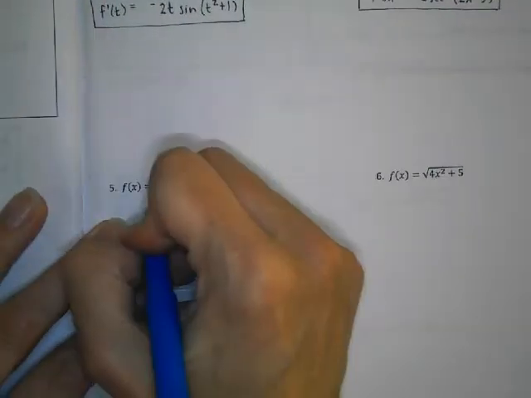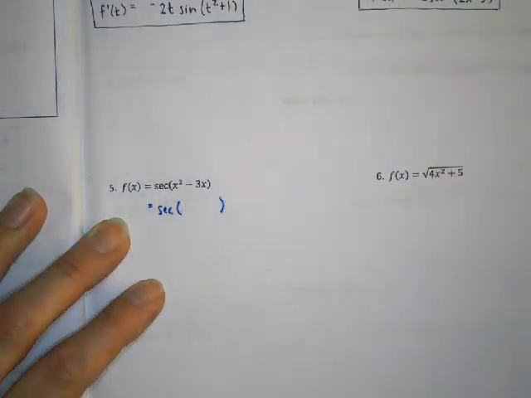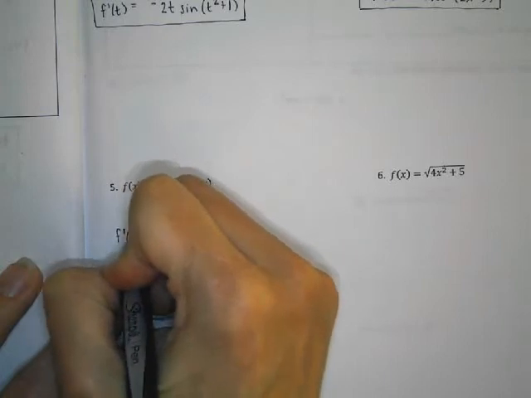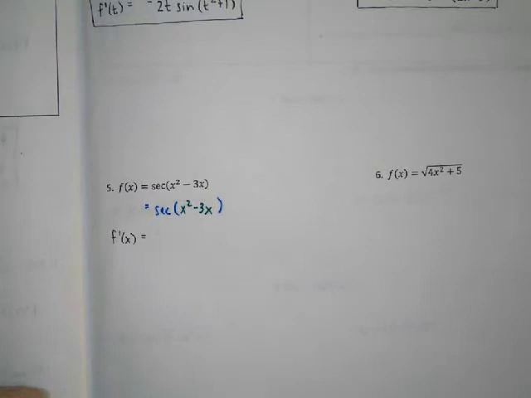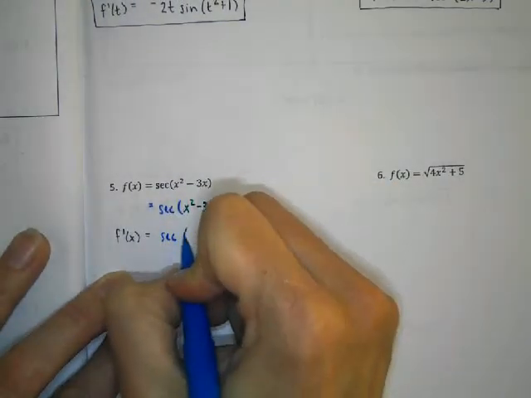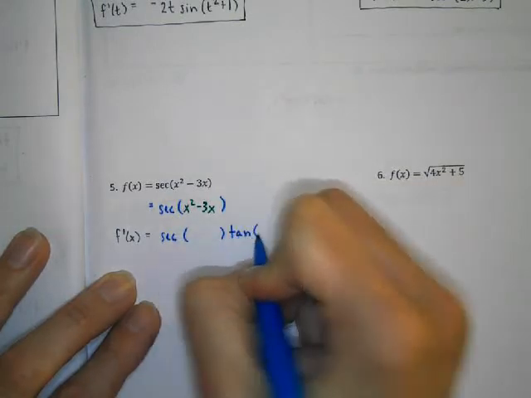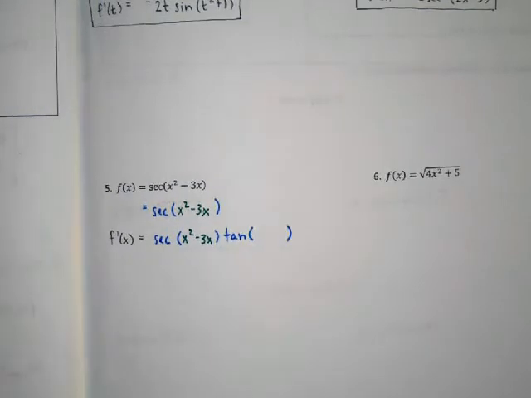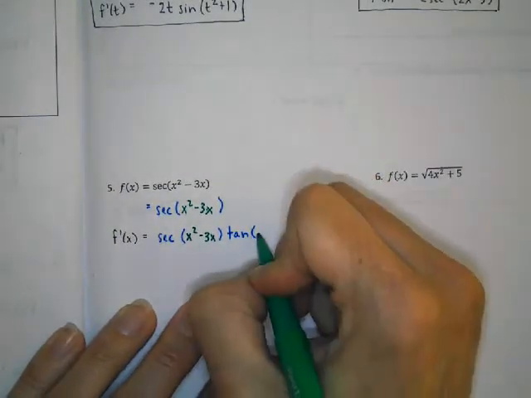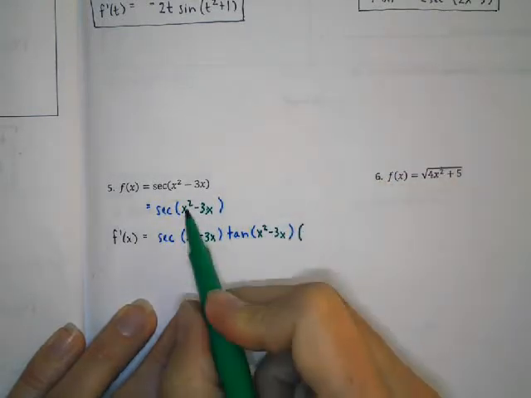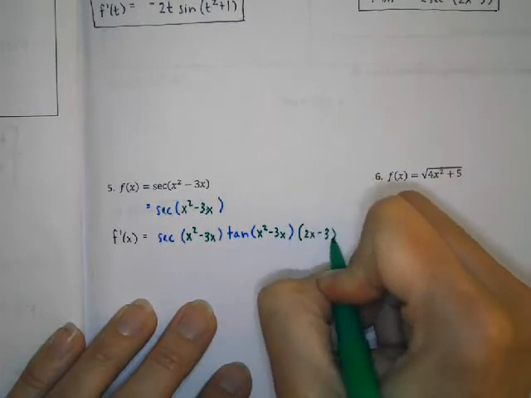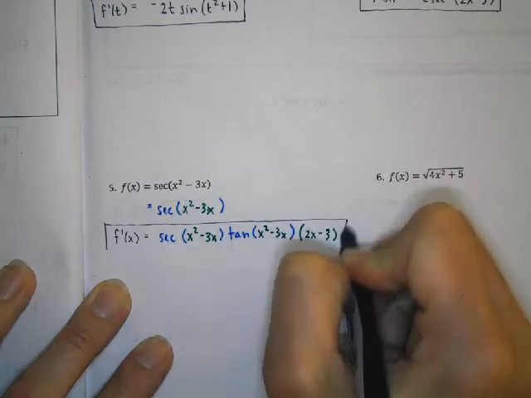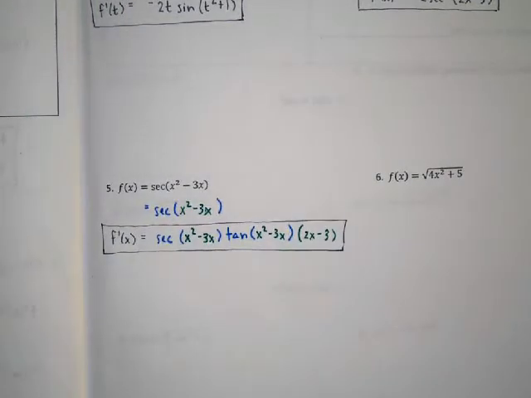Okay, so for number 5, outside function is secant, and my inside is x squared minus 3x. So here we have to be a little bit careful when we differentiate. We know that the derivative of secant is secant x tangent x. So now I have secant and I have tangent, and we want to make sure our insides stay the same for both of those factors. So the derivative of secant of x squared minus 3x is secant of x squared minus 3x times tangent of x squared minus 3x times the derivative of my inside, which is 2x minus 3. And really with that one, there's not much to do, so we can just leave that answer exactly as it is.